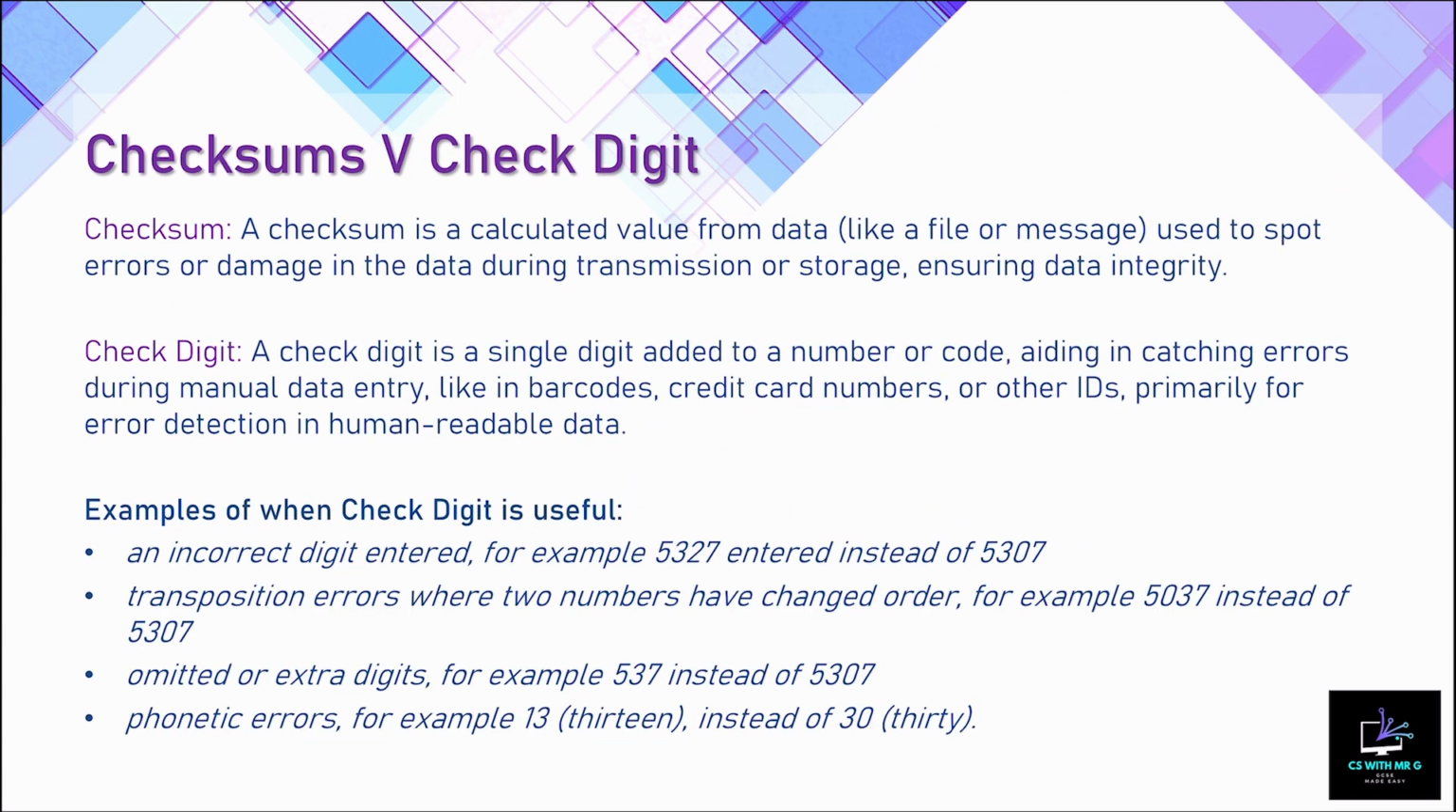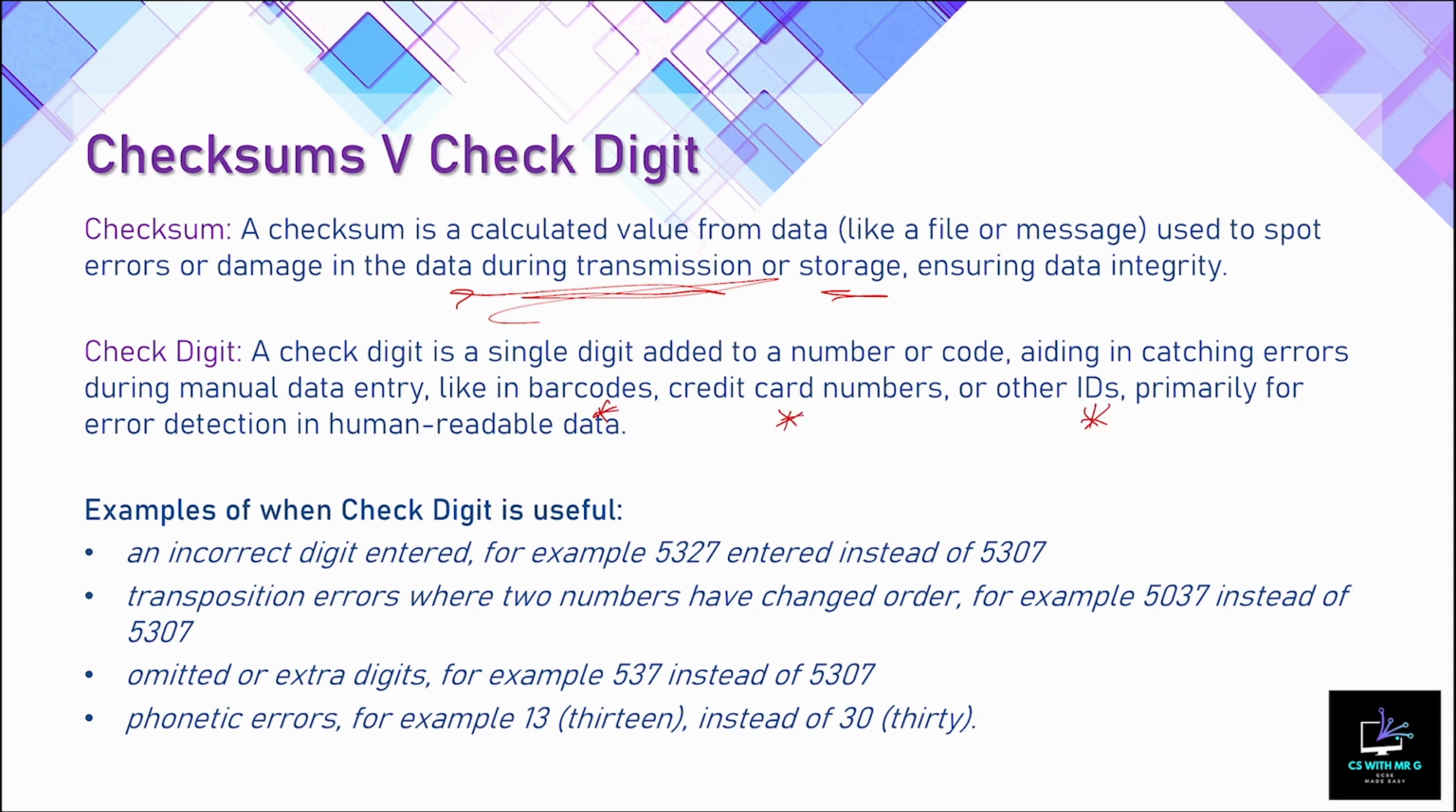So to clarify, we've got a quick definition of each one. Checksum is a calculated value from data, like a file or a message, used to spot errors or damage during data transmission, or storage. This will ensure data integrity. A check digit is a single digit added to a number or code, aiding in catching errors during the manual data entry. Barcodes, credit card numbers, and other IDs are what we need to associate them with.